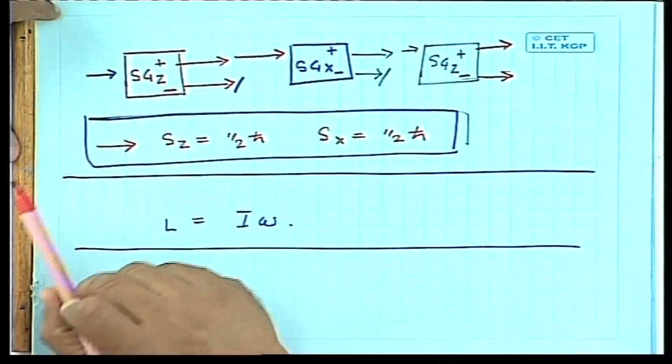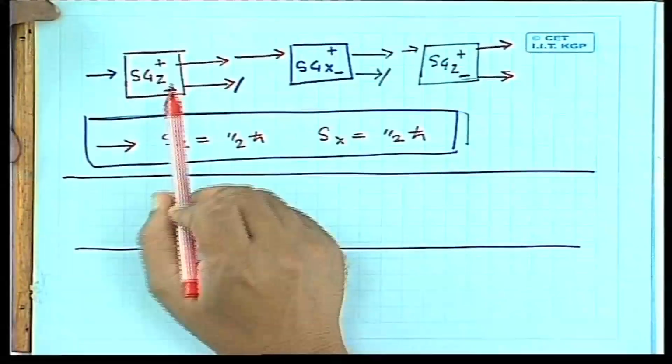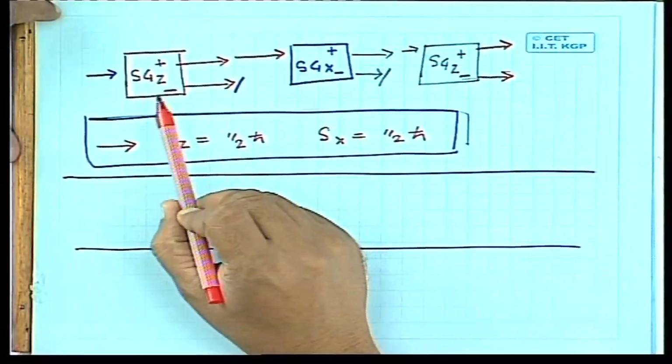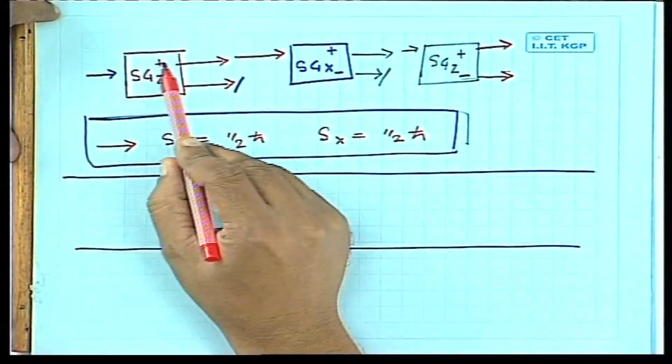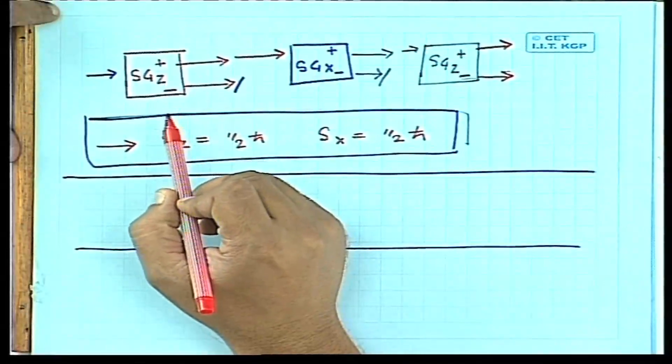So let us go back to our discussion of the Stern-Gerlach experiment. The Stern-Gerlach experiment, as I told you, measures some component of the intrinsic angular momentum of the electron, and here we have a Stern-Gerlach experiment aligned along the z-axis. So it measures the z component of the intrinsic angular momentum or the spin of the electron. And we found that the answer comes out to have two possibilities only.